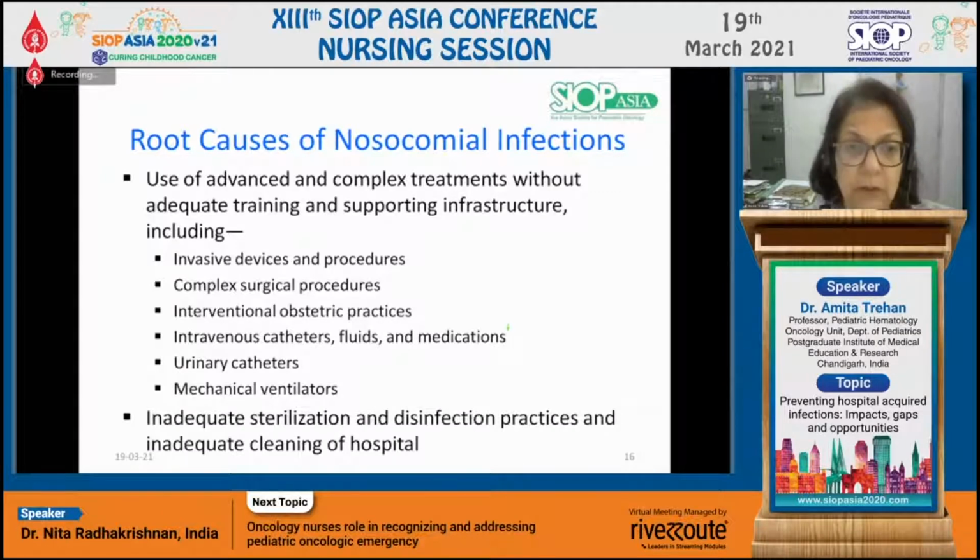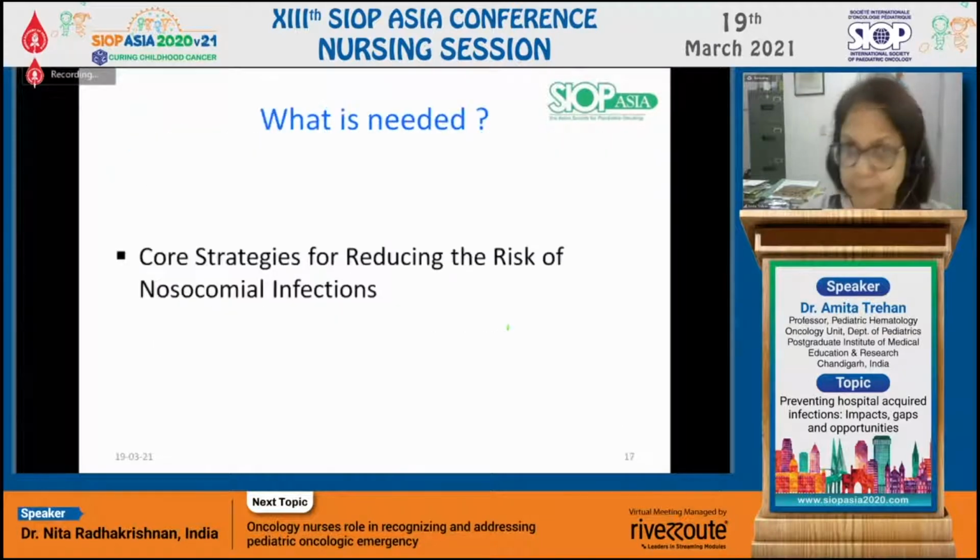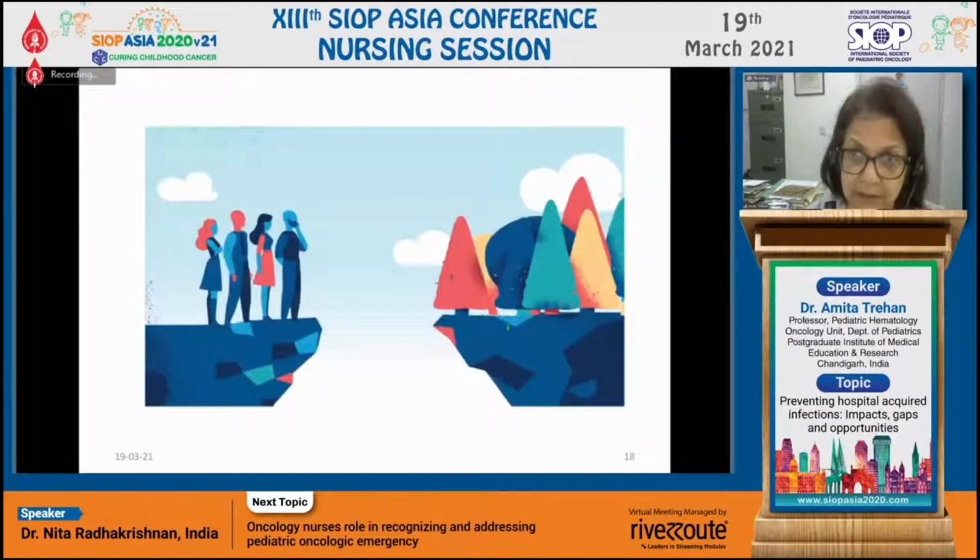And yes, of course, the most important is that very frequently there is inadequate sterilization and disinfection and inadequate cleaning of the hospital. Possibly in the last few years, the Kayakalp program has helped ensure that hospitals are clean. All of us will agree that the larger tertiary care hospitals are very often very clean, and we will also agree that certain small civil hospitals in the smaller towns are not up to the mark. So what do we need? It's simple. We just need simple core strategies for reducing the risk of nosocomial infections.